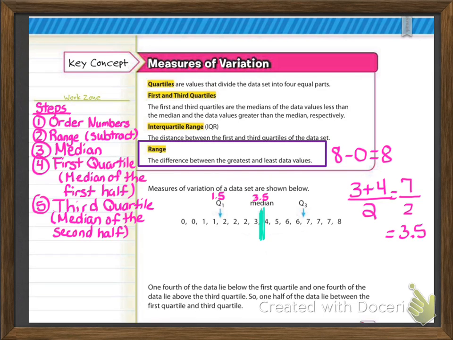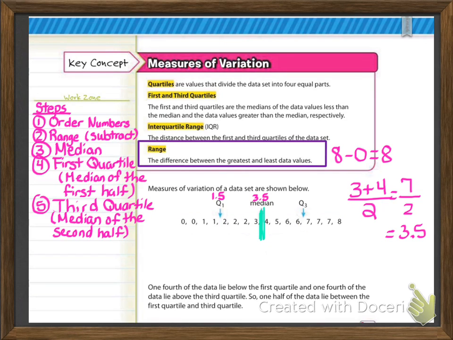Now if you think about this, we just chunked up our numbers into fourths. This is our first quartile right here, that set of numbers, and then we've got this guy right here, and then this guy, and then this guy. This is where we broke it up into fourths. And those quartile marks are basically where you would cut the numbers up.